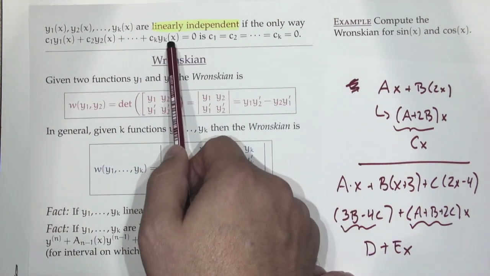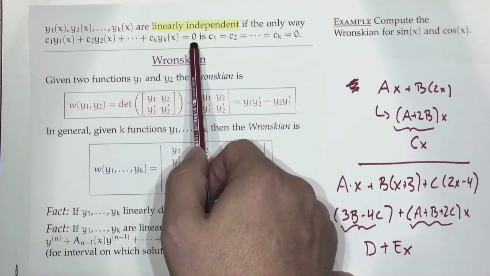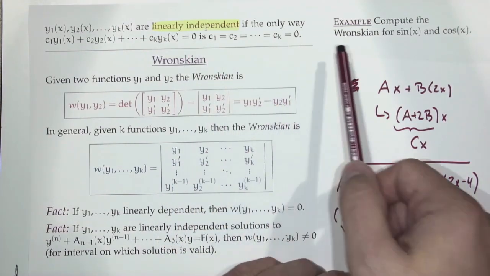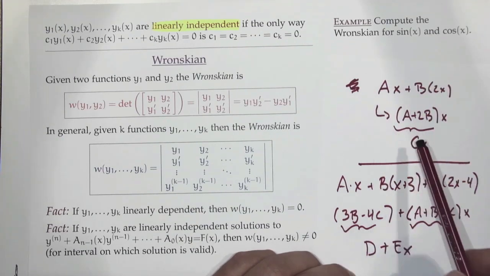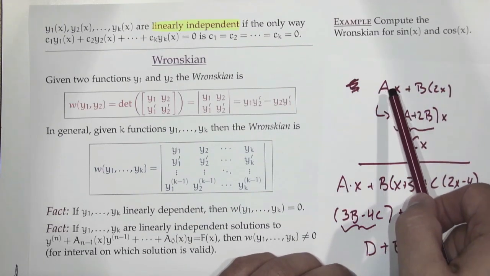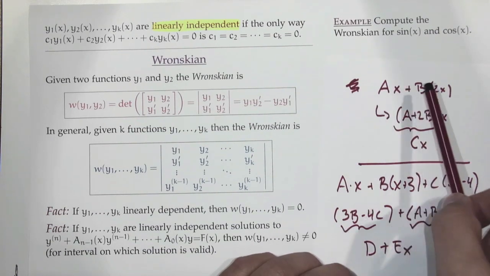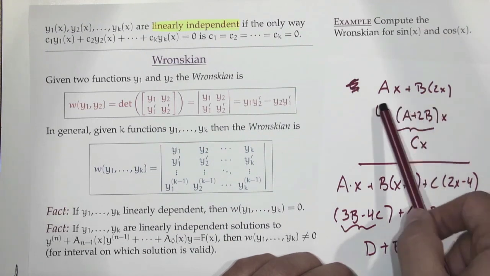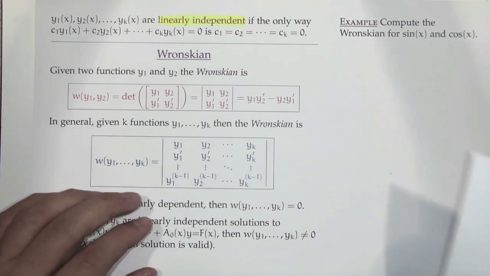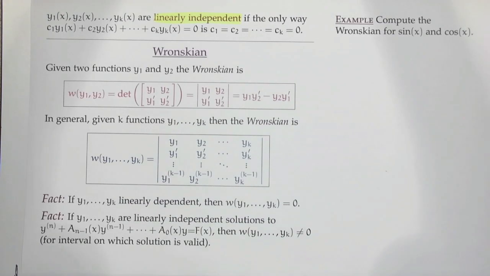If the only way I can combine things and get 0 is if everything had to be 0. So when you have things like this going on, things don't have to be 0. For example, I could take a to be minus 2 and b to be plus 1, and then I'd get 0 out without having them both be 0. So linearly independent is really just a stand-in for saying all of my solutions are actually meaningful. I'm getting something from each solution.